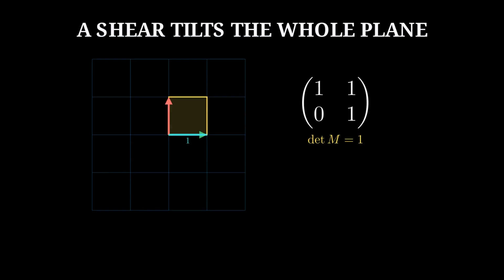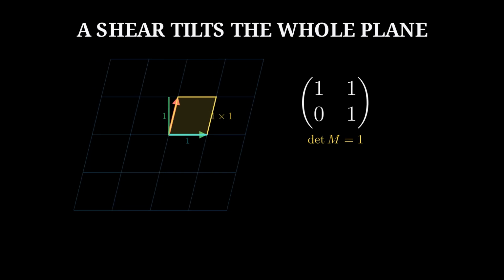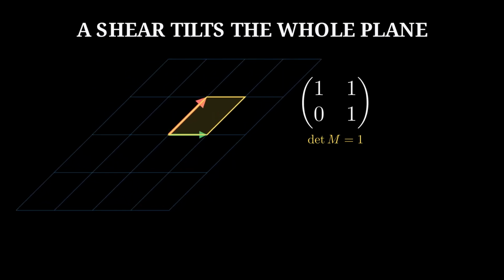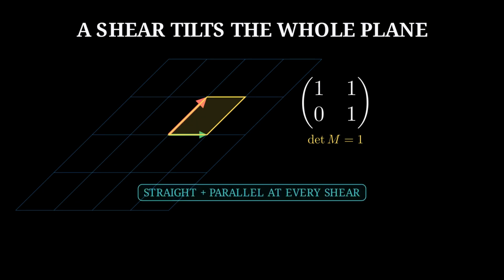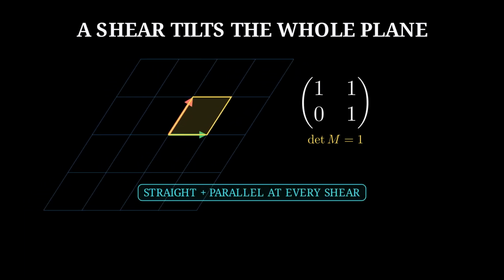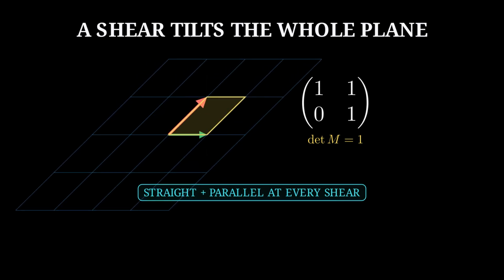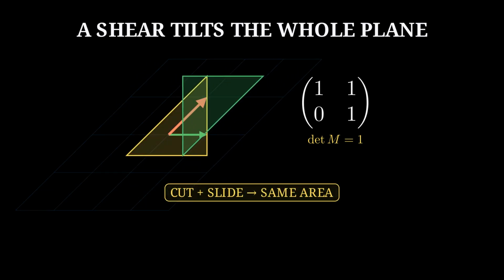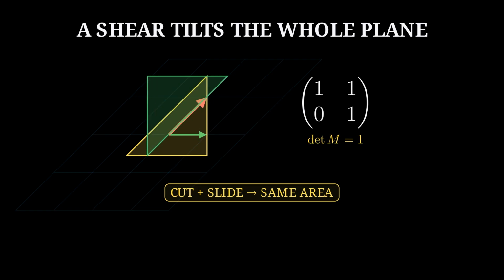Start with a unit square, 1 unit wide and 1 unit tall, sitting on the grid. Now apply a shear. The top of the plane slides sideways while the bottom stays anchored. The square becomes a parallelogram, but parallel grid lines stay parallel and no line bends. Something more surprising also survives. The parallelogram still has area exactly 1.